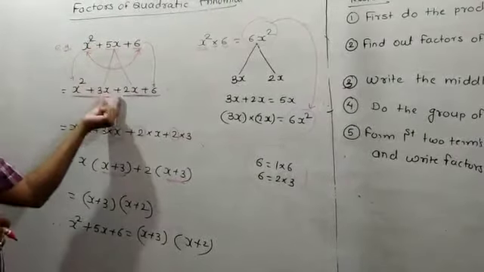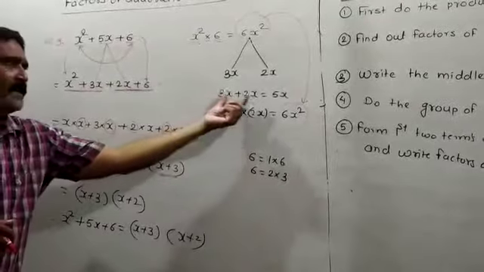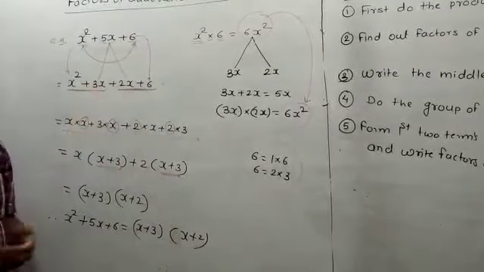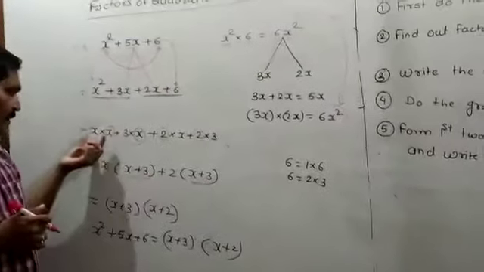Only middle term you have to write in the form 3x plus 2x. In place of 5x you will write 2x plus 3x. 2x plus 3x, 5x will come at last. Then what you have to do?